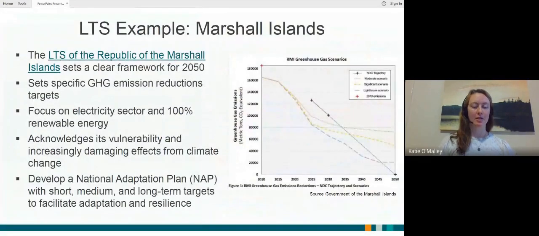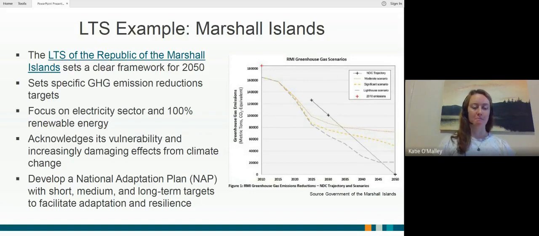Great. So on these next couple slides, I have some graphs and some highlights from the Marshall Islands LTS. On this slide, we've listed a few highlights and essential points, which will be helpful when we get into our exercise later in this session and consider how to develop an LTS. First, this LTS has clear and transparent goals for emissions reductions to 2050. There's a focus on the electricity sector and a 100% renewable energy. In addition, the Marshall Islands stresses the importance of developing a national adaptation plan to elaborate on adaptation and climate resilience milestones.